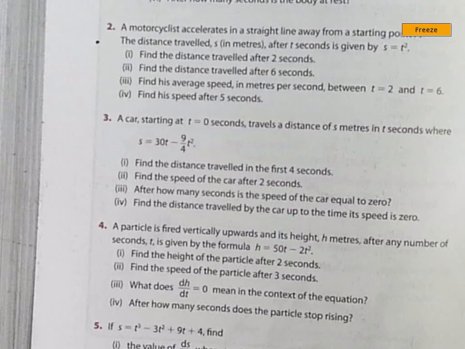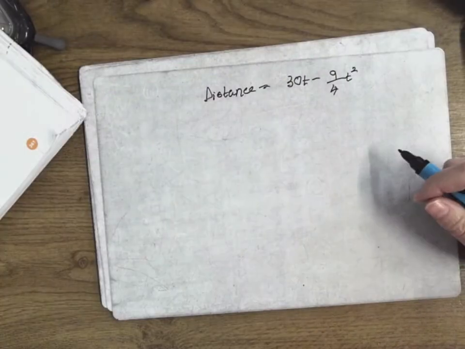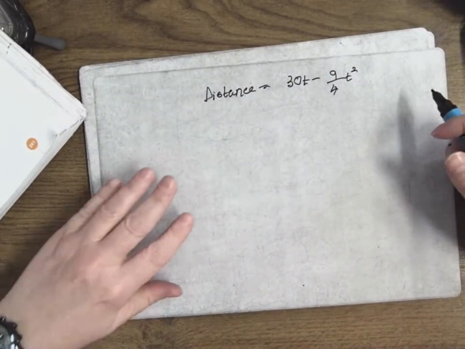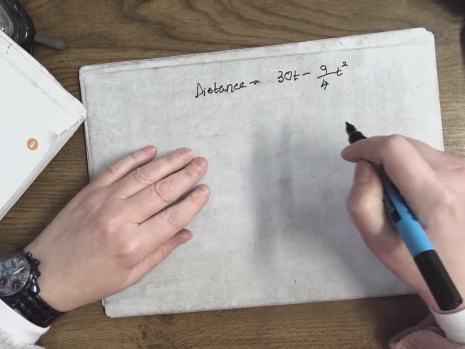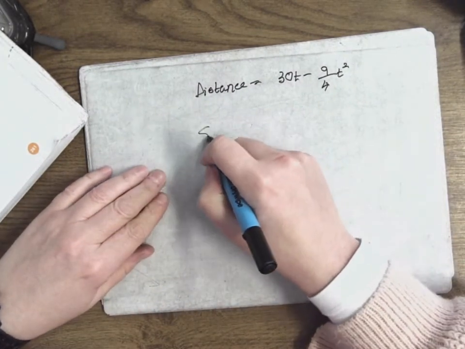Okay, will I correct? Or do you want another minute? No, you're done. Right, okay, so distance equals 30t minus 9 over 4 t squared. Right, before I even read the question, I'm going to differentiate that and call it speed.